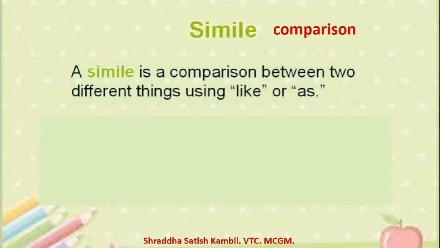A simile is a comparison between two different things using the word like or as. So when you use the word like or the word as to compare two different things, then that particular sentence in the poem becomes an example of a simile. Okay? It is very simple. Simile means comparison using like or as. And I told you this is one of the most commonly found figures of speech which you can see in the poems in your textbook.